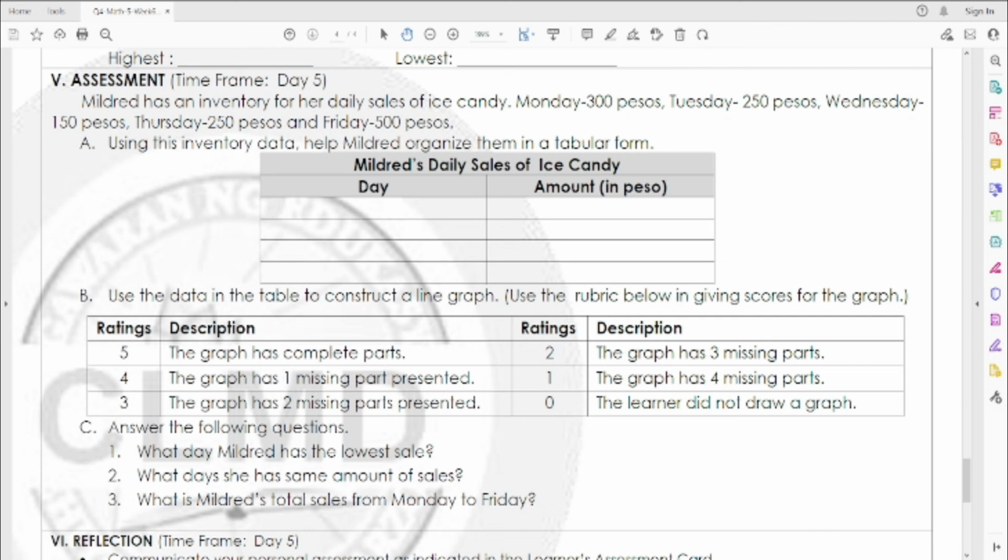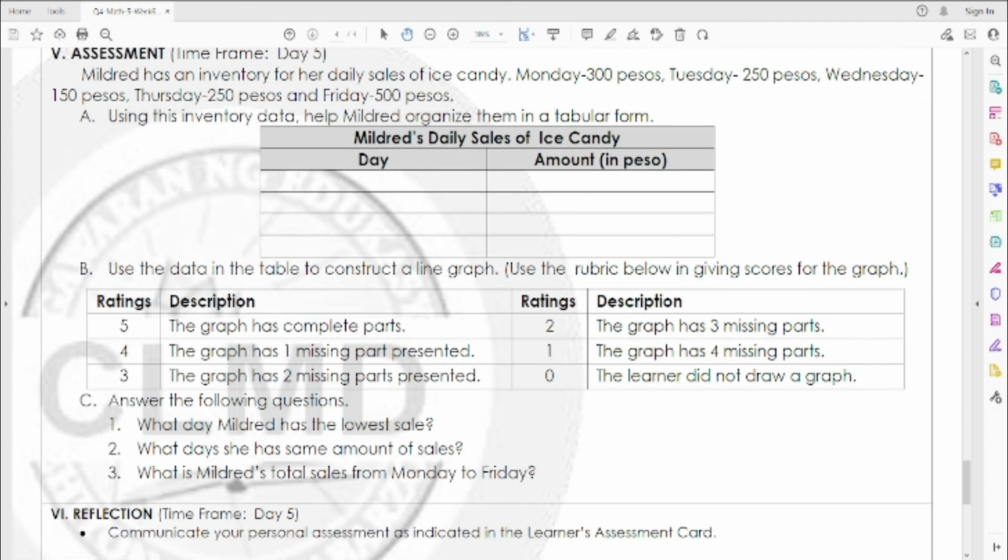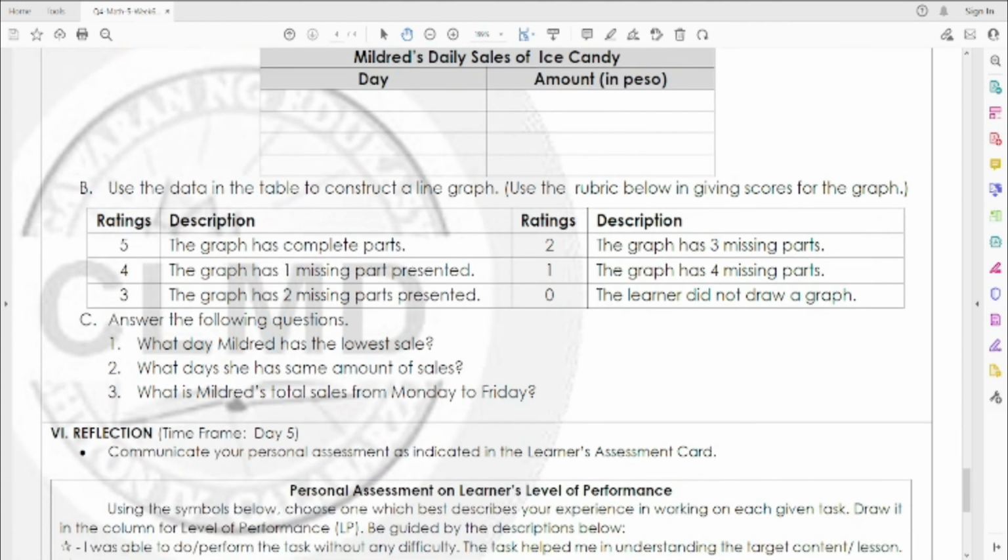Use the rubric below in giving scores for the graph. So let us see. For a rating of 5, the graph has complete parts. 4, the graph has 1 missing part. 3, the graph has 2 missing parts. 2, the graph has 3 missing parts. 1, the graph has 4 missing parts. 0, the learner did not draw a graph. Then answer the following questions. On what day does Mildred have the lowest sales? On what day does she have the same amount of sales? And number 3, what is Mildred's total sale from Monday to Friday?